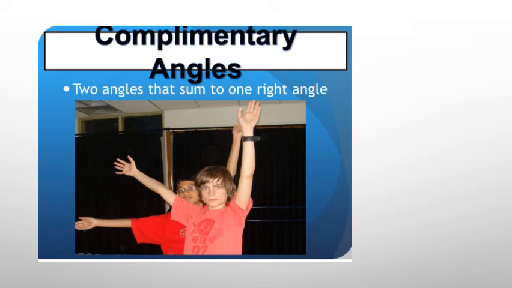In another example, if one angle is 50 degree and the other angle is 40 degree, when we add 50 and 40, we get the right angle. It means that 50 and 40 are complementary angles.